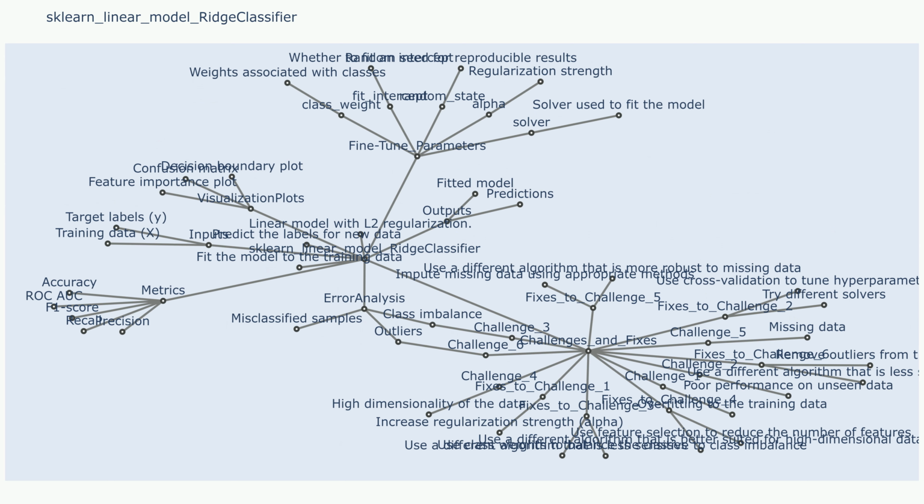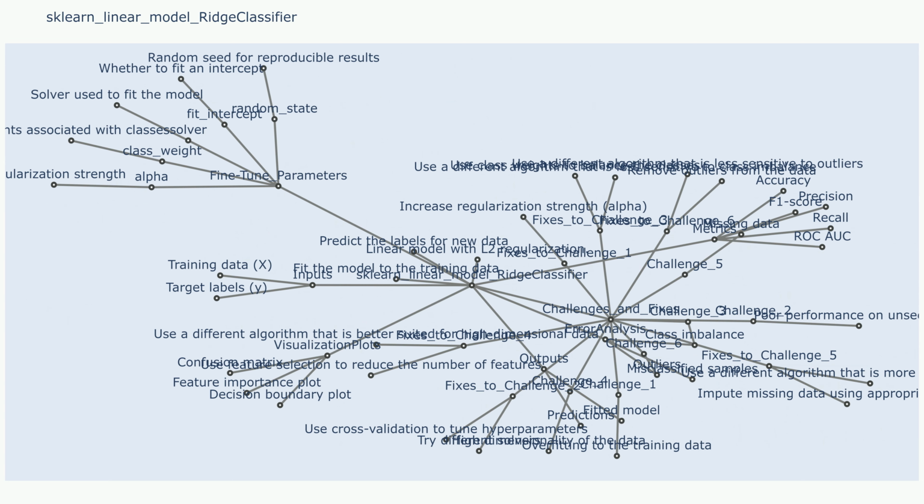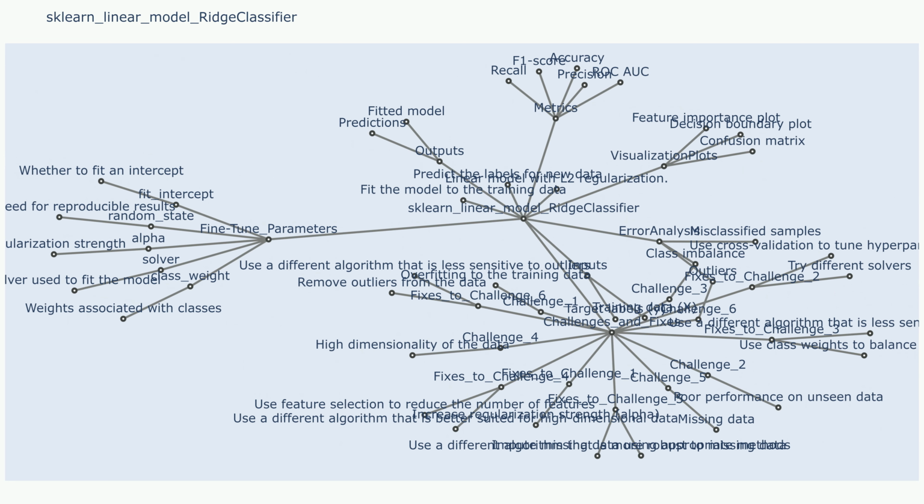Inputs: X, the training input samples. It should be a 2D array of shape (n_samples, n_features). Y, the target values. It should be a 1D array of shape (n_samples). Outputs: self, the fitted ridge classifier object. Coef, the coefficients of the linear model. It is a 1D array of shape (n_features). Intercept, the intercept of the linear model. It is a float.